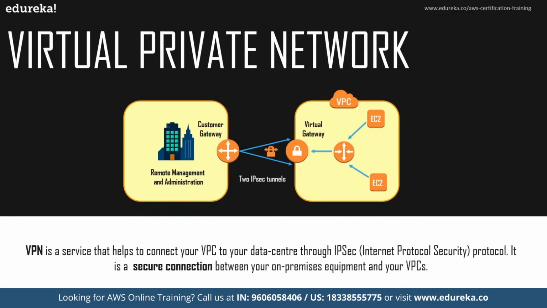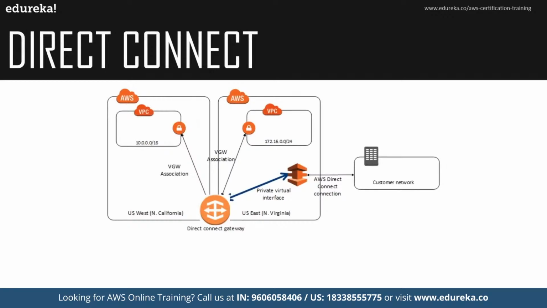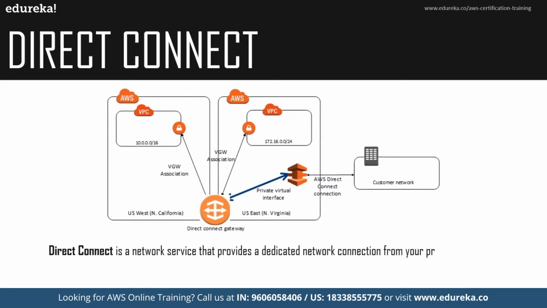Now, what if this internet connection is patchy or the speed is not up to the mark? Also, there is still some level of security breach which may take place on these connections. To avoid this, AWS provides a service within VPC known as Direct Connect. So what is Direct Connect Gateway?